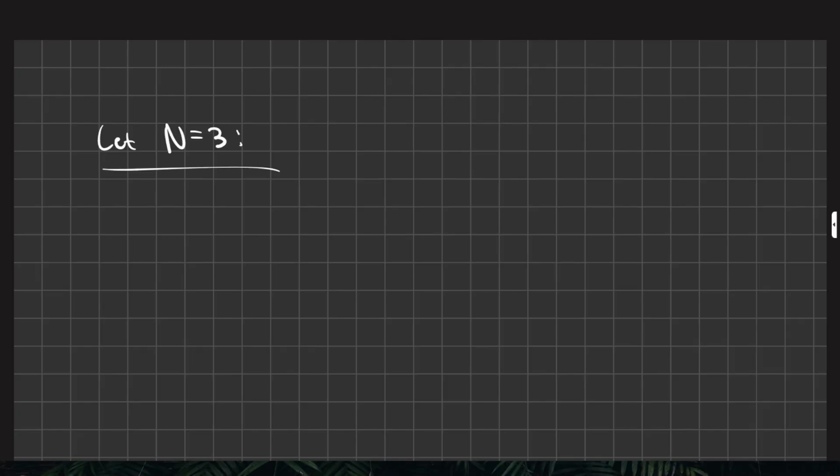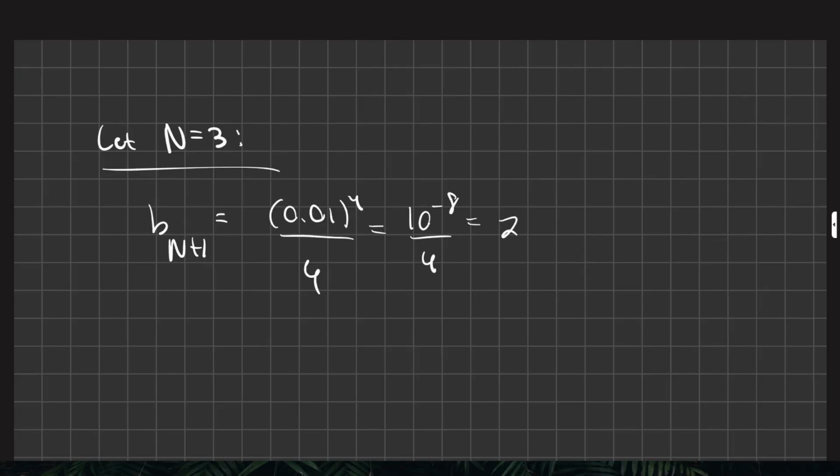Okay. So the next term, this b sub n plus 1 term, would be 0.01 to the fourth over 4. This can be written as 10 to the minus 8th over 4. Or in scientific notation, this is 2.5 times 10 to the minus 9th, which is less than 10 to the minus 7.